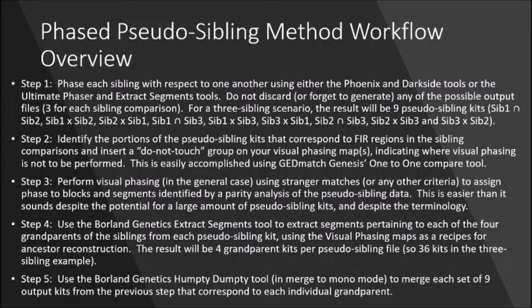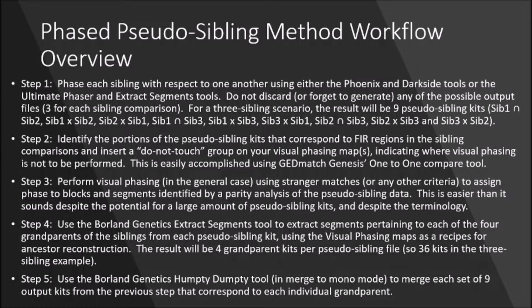Okay, so we have a different process for selecting the HIR, or for selecting out the NIR regions. We're going to use the extract segments tool for that, and a separate process for eliminating the FIR regions. And we're going to create something in DNA Painter for that. We're going to make these a do not touch group, and we're just going to not touch them.